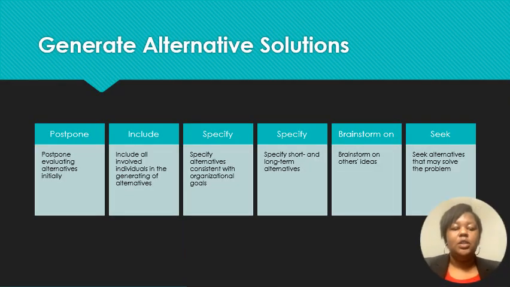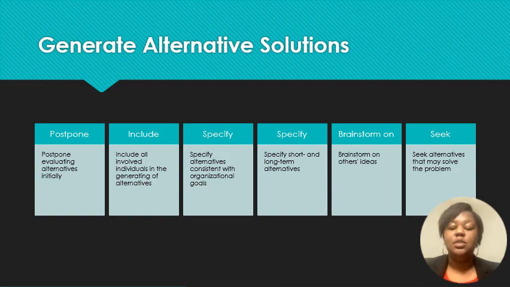Next, you would like to generate alternative solutions. That can look like postponing, including, specifying, brainstorming, and seeking alternatives. Postponing the selection of one solution until several problem-solving alternatives have been proposed. Considering multiple alternatives can significantly enhance the value of your ideal solution. Once you have decided on the what should be model, this target standard becomes the basis for developing a roadmap for investigating alternatives. Brainstorming and team problem-solving techniques are both useful tools in this stage of problem-solving.